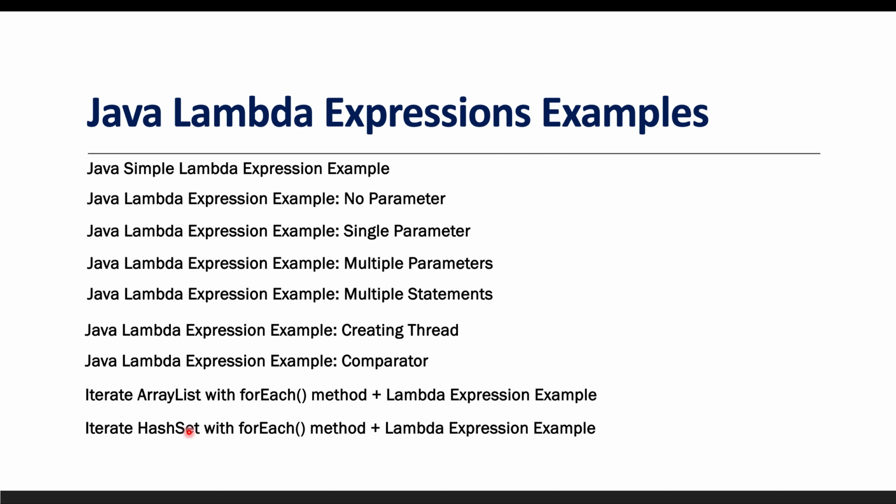Okay, then we are going to see iterating a HashSet with the forEach method plus lambda expression, similar to that. Basically, this one is part of the List interface, this is part of the Set interface, and this is part of the Map interface. So we are going to see how to iterate them using the forEach method with the help of the lambda. Okay, so these are the examples that we are going to see in the upcoming video.